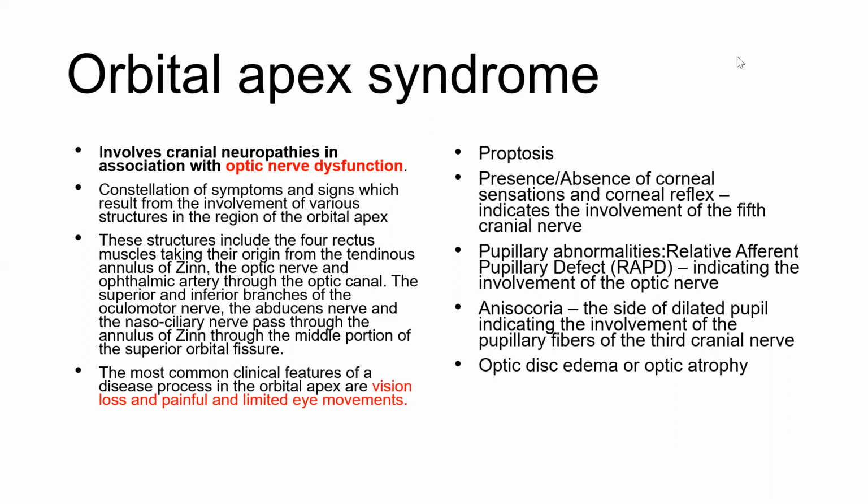The most common clinical features of a disease process in the orbital apex are vision loss and painful and limited eye movements. So you will have a patient with proptosis and an absence of corneal sensation and corneal reflex that indicate the involvement of the fifth cranial nerve, pupillary abnormalities, a relative afferent pupillary defect, anisocoria, and optic disc edema or optic atrophy.